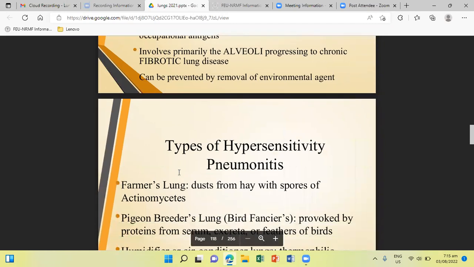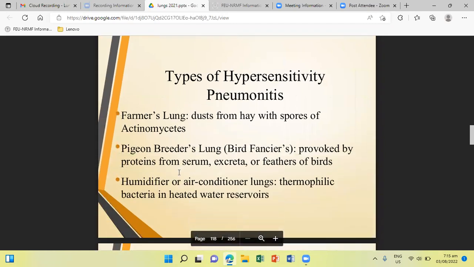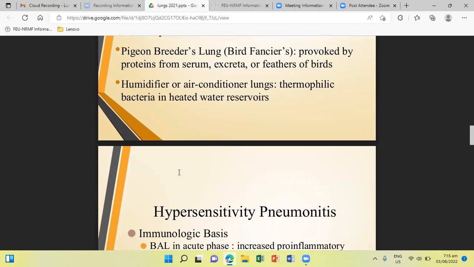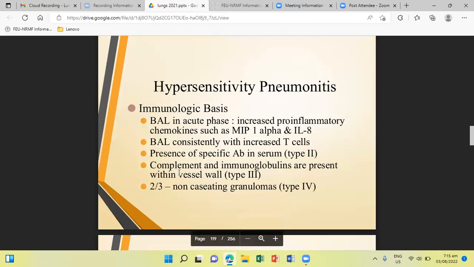There are different types, and the name actually depends on the type of exposure. The exposure I'm referring to here is usually occupational. So it may be farmer's lung, pigeon breeder's lung, or humidifier or air conditioner lung. When you do an assay of the fluid, it again suggests that hypersensitivity pneumonitis is an immunologically mediated disease.